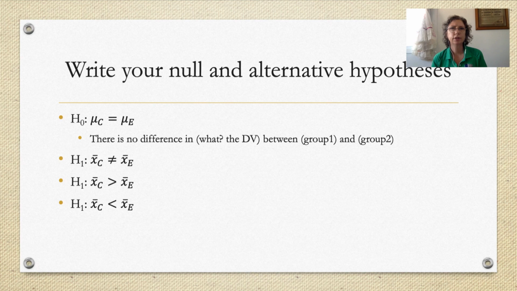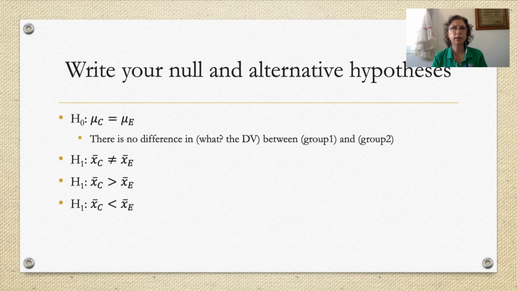So here's our null hypothesis. Again, the null means nothing. That there is no difference in what? The dependent variable, the problem-solving skills. No difference in problem-solving skills between group 1, the control group, and group 2, the experimental group.